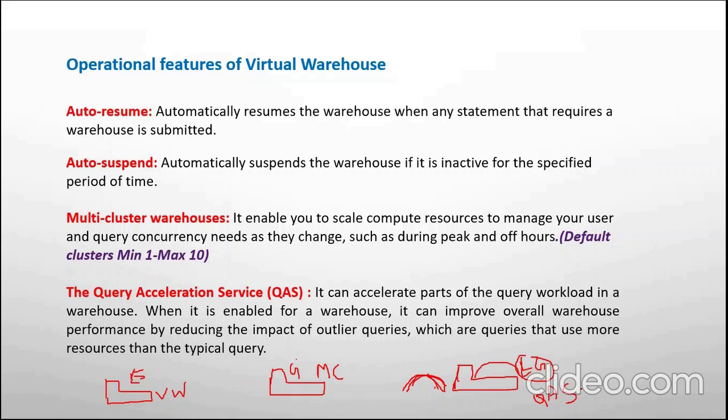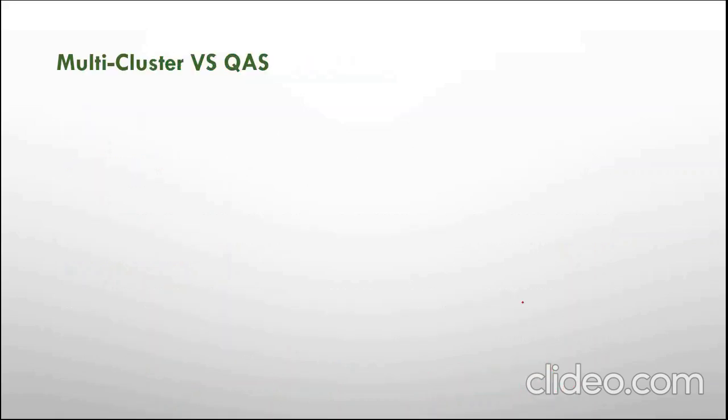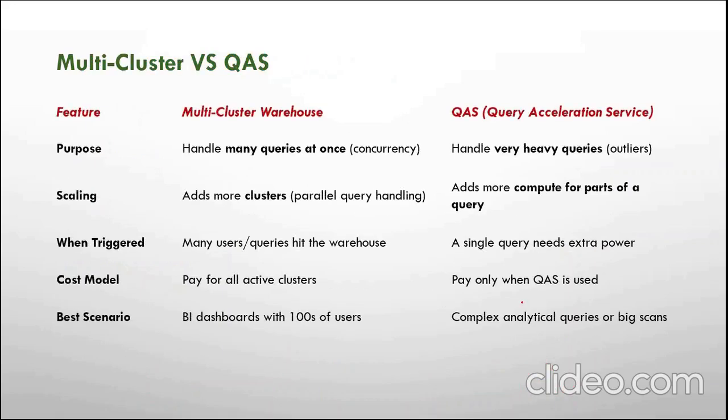So there are four features in the virtual warehouses: auto resume, auto suspend, multi cluster warehouses, and the query acceleration services. Okay, next. So we previously discussed the difference between multi cluster warehouses, it means multi clustering, and query acceleration services. The purpose is, multi cluster warehouses handle many queries at once. It means concurrency. It avoids the queue.